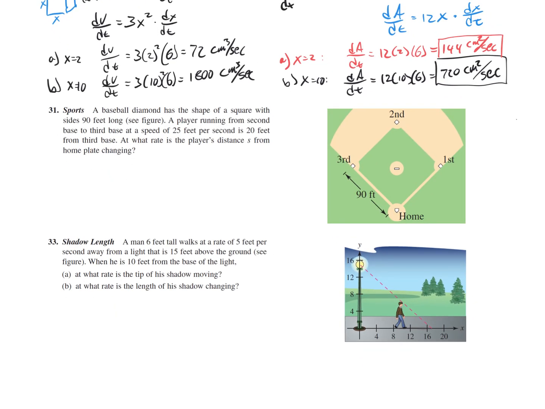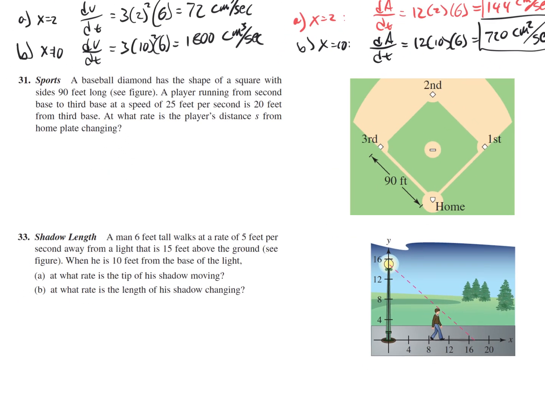Okay? All right, here we got a situation. We got a baseball diamond. Baseball diamond is a square. I know we call it a diamond, but it's a square. Okay, so those bases are in a square. And we got a situation here, so drawing will help. We got a player running from second base to third base. So here's our player running.